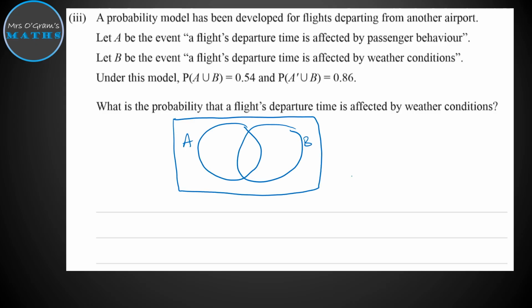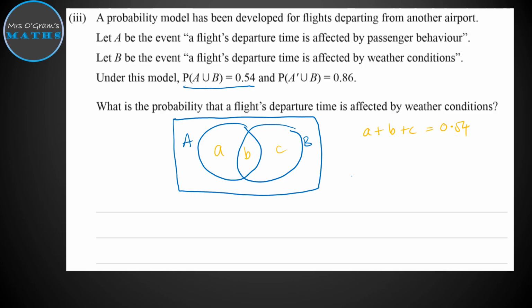Okay, now let's take the information we've been given and try and pop it on there. So first of all, we've got that the union of A and B is 0.54. What that means is that all of this area here that's in either A or B will be 0.54. Now, let's see if we can make this a little bit easier. If I set up some letters in there, so section A, B and C, then A, B and C will all add up to 0.54.